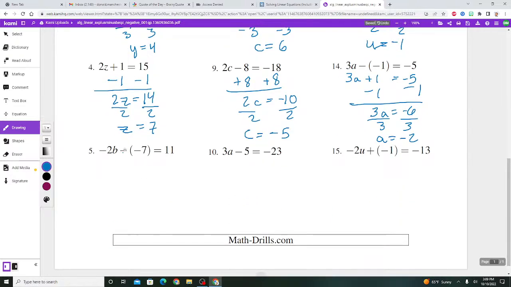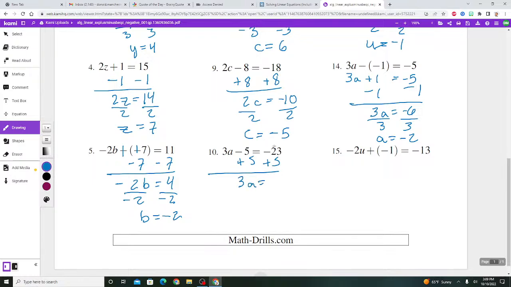Last set of problems. I'm just going to write them down as positive right there. So we're going to subtract 7, and that's negative 2b equals 4. Divide both sides by negative 2. And b equals negative 2. Over here, we're going to add 5 to both sides. That's 3a equals, oh goodness gracious, that's negative 18. And so we divide both sides by 3, and a is negative 6.